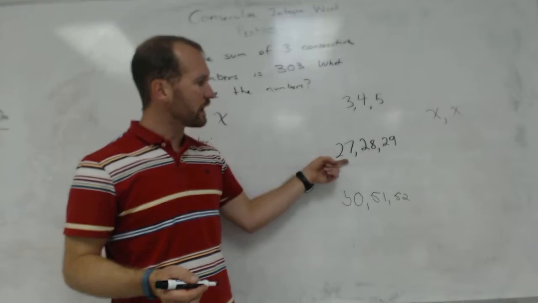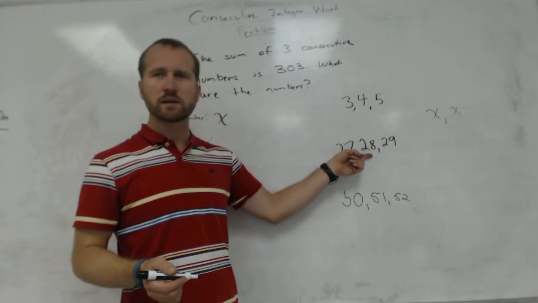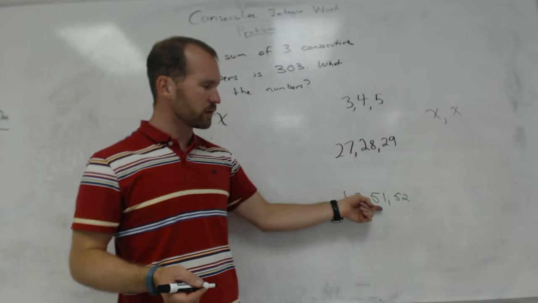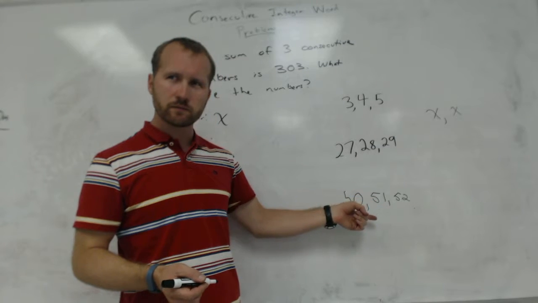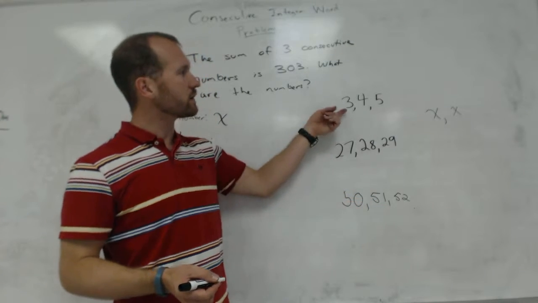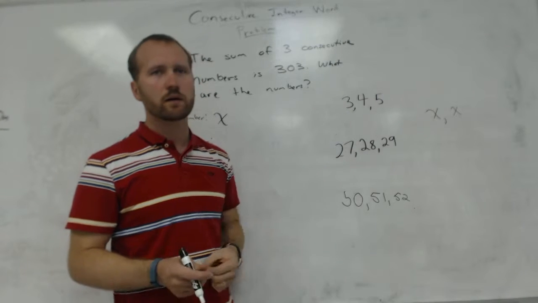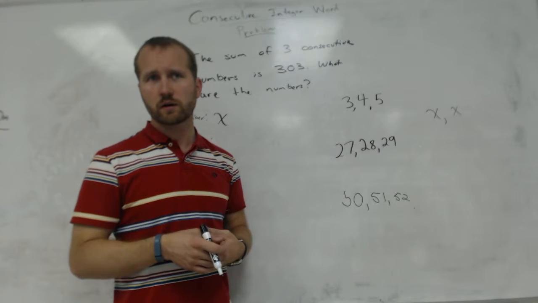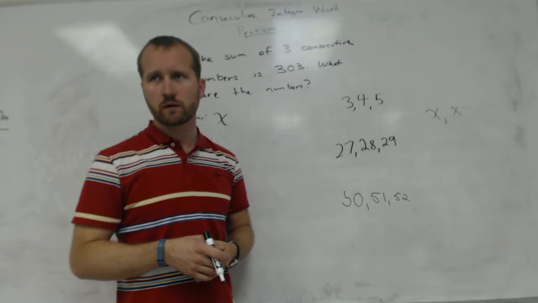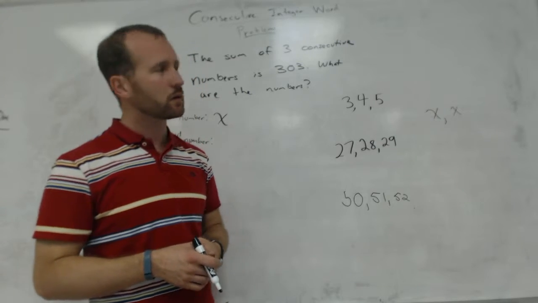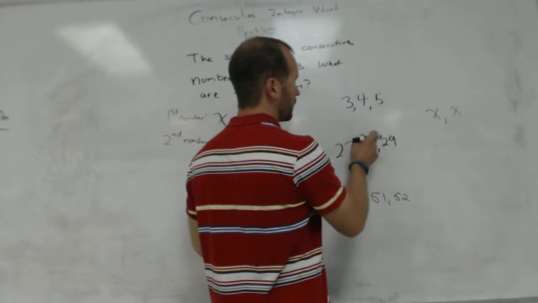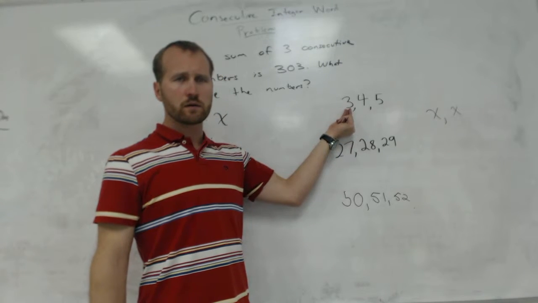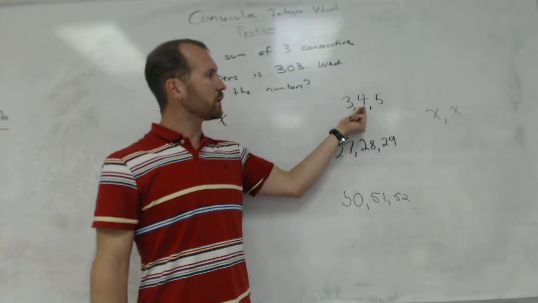So if x is 27, the next number is 28, right? If x is 50, the next number is 51. If x is 3, the next number is 4. If x is 120, what's the next number? 121. Is the next number just the number right after that? What is the number right after this? Just a number? That's another way of saying 4.